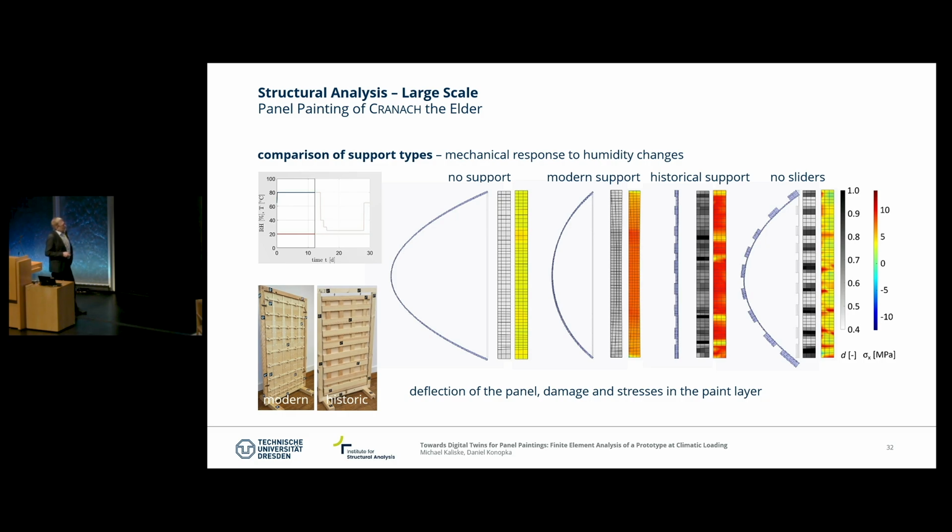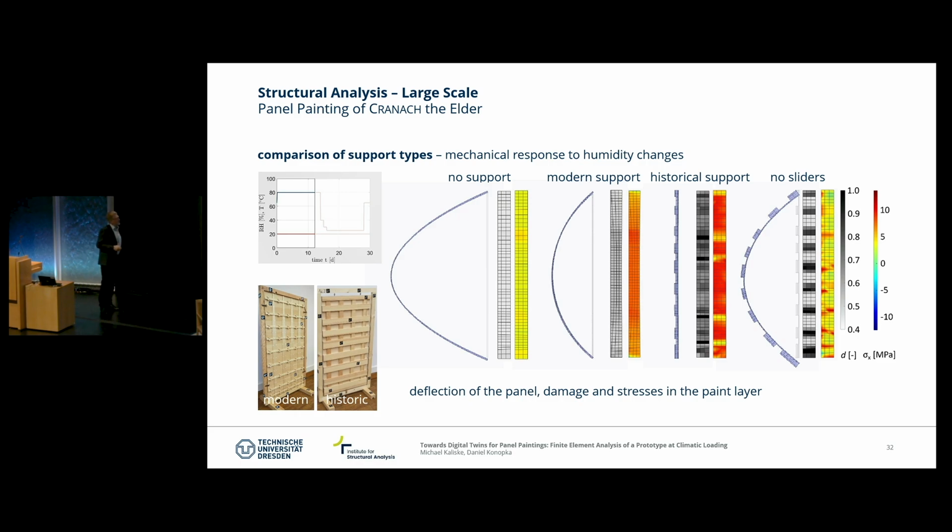The gray colors here stand for the damage which appears in the paint layer. 0 means no damage, and 1 means totally damaged. And the stresses, the scale is given here on the right-hand side. And the result is quite typical. The historic support was really much too stiff. That's what we knew. And therefore, we don't have any visible state of deformation here. We have a strong dark color in the surface, so that means the paint layer is strongly damaged.